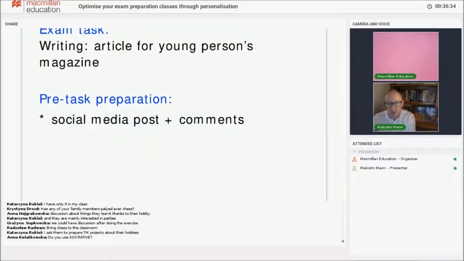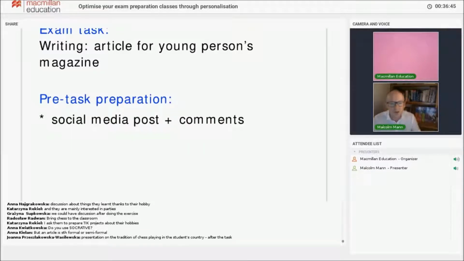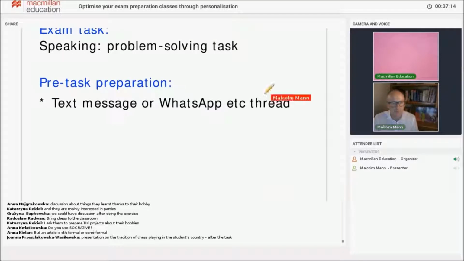and then they pass it around the class. Every student gets a different one from a different student. And then the students write comments. They read the post, they write a comment as if it was a comment on social media, on Facebook, and then they pass it on to the next student. Then the student who wrote the social media post takes it back at the end and uses the information from the comments when writing their finished piece of writing, which is the article for the Young Person's Magazine. So it's a very simple but very effective preparation task that brings in their real lives, their everyday lives, in a way that the exam task doesn't.